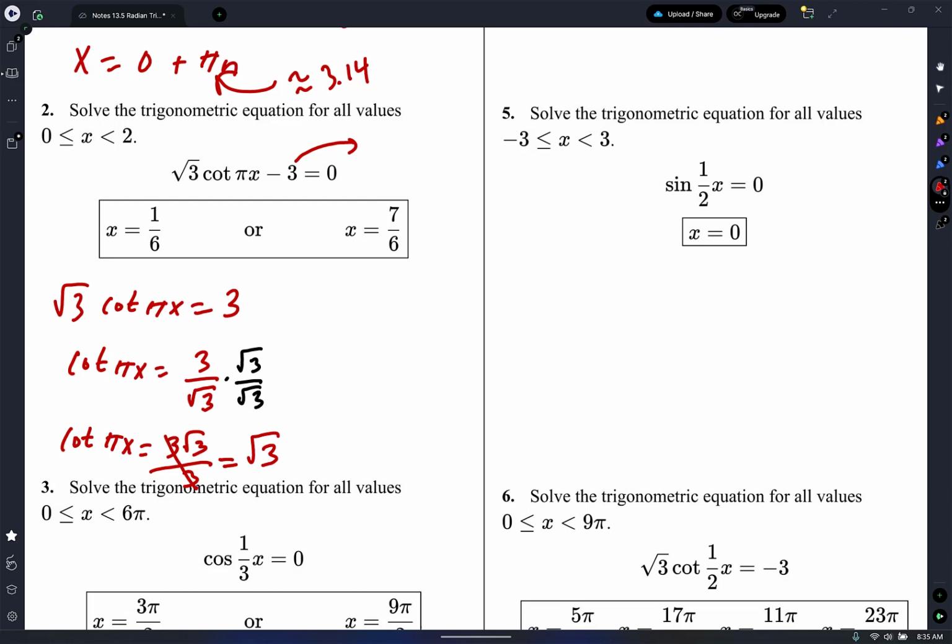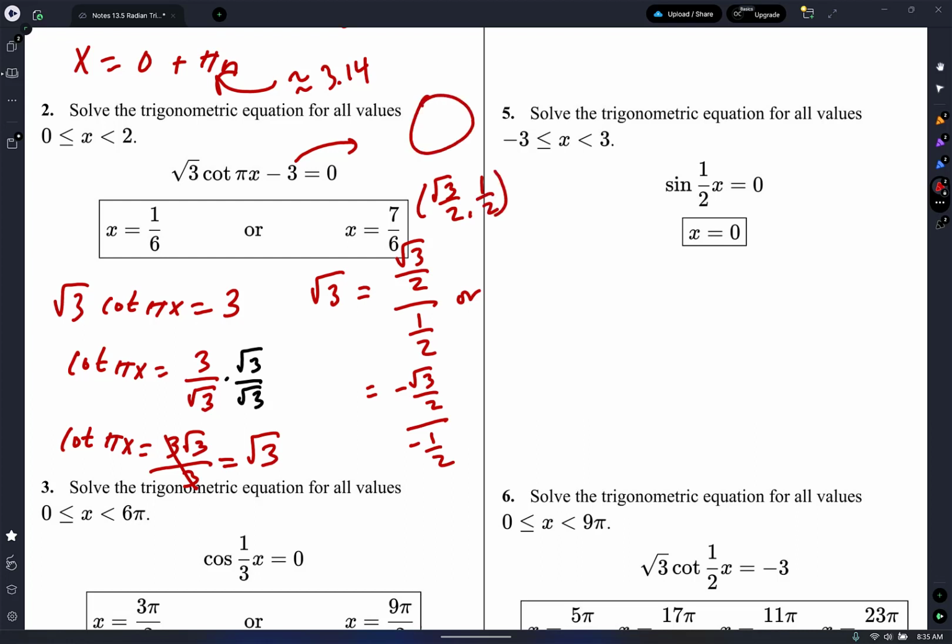The only way to get square root of 3 as an answer is if I have square root of 3 over 2 in the numerator and a half in the denominator, or if I have negative square root of 3 over 2 in the numerator and negative half in the denominator. Cool or not cool? That's the only way. So I need, let's see, cotangent is x divided by y. I need the x to be square root of 3 over 2, and I need the y to be a half. On the unit circle, that happens at what radian?